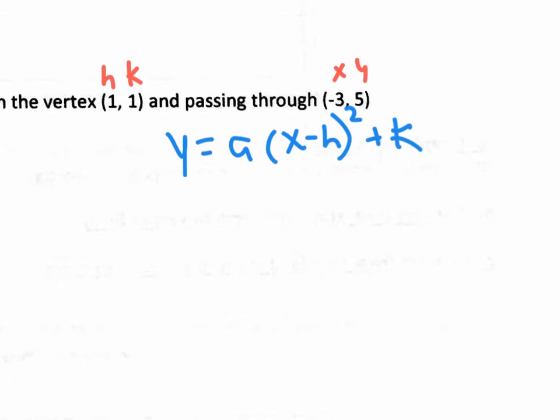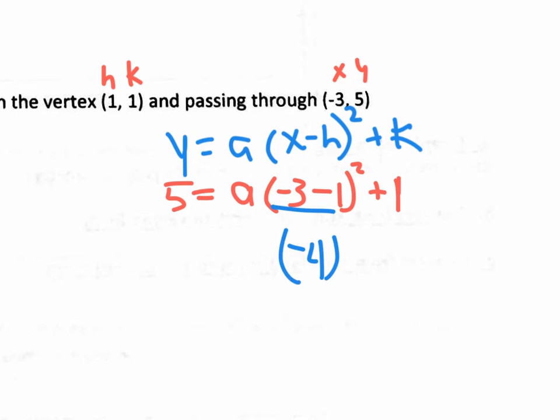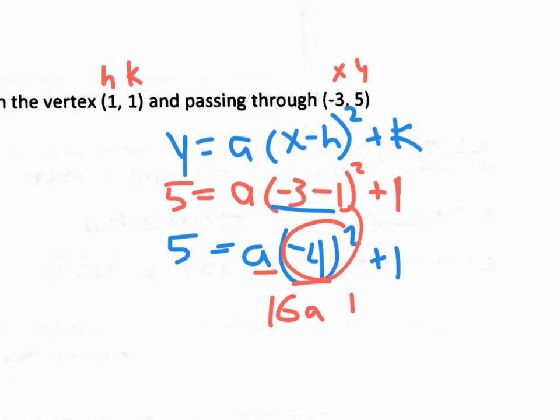So if I do that, I'll have 5 equals a, we don't know, we're going to solve for a. X happens to be negative 3 minus h, which is minus 1, squared plus k, which happens to be plus 1 also. And if we solve, we're going to end up with a negative 4 inside of the parentheses, squared, an a value right here, plus 1, and an equals 5. And if I do the negative 4 squared, I get 16, and 16 times a is 16a plus 1, and we have the equals 5 over here.